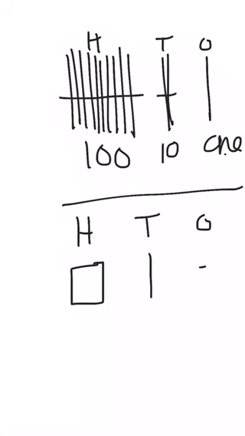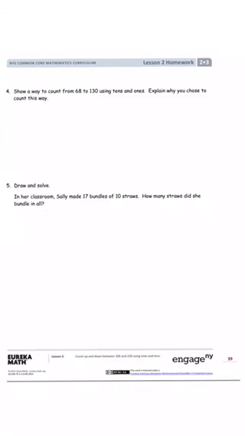So let's take a quick look at number 4 together. So number 4 is your must do. You do not have to do number 5. Number 4 says, show a way to count from 68 to 130 using tens and ones. So explain why you chose to count this way. So what I'm going to encourage you to do, you need to start out with 68. So I want you to draw a representation of 68. This would be a good time to use the quick tens and quick ones like we talked about.